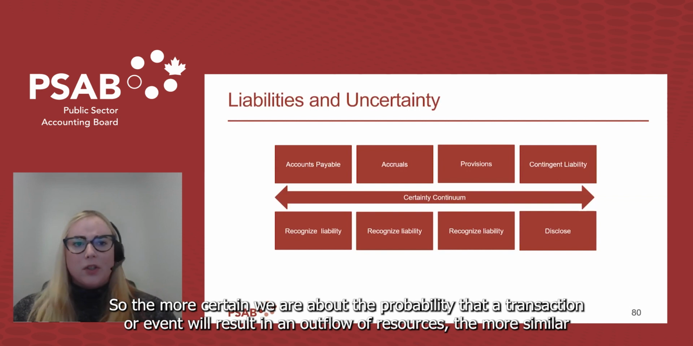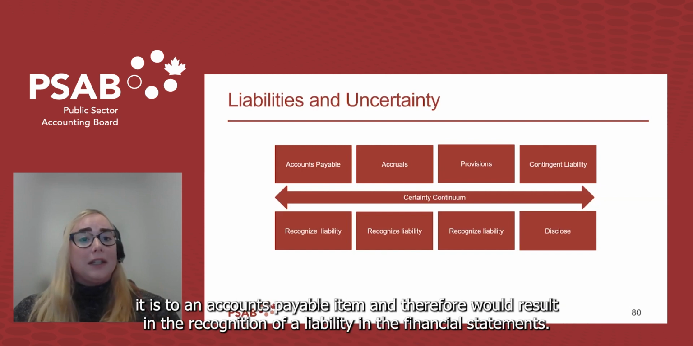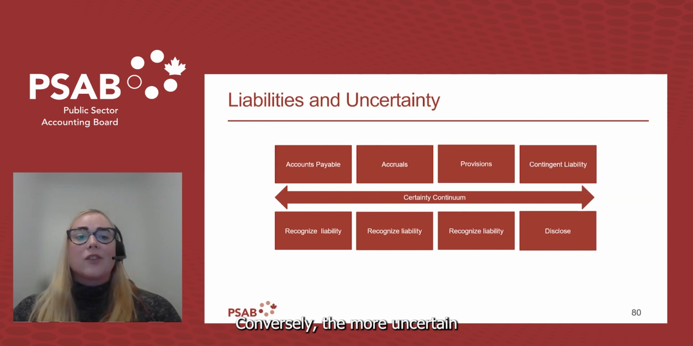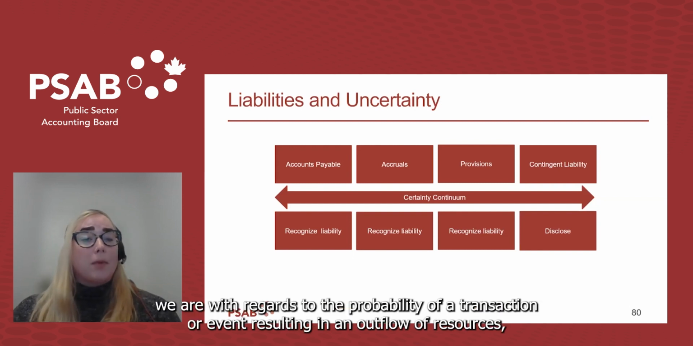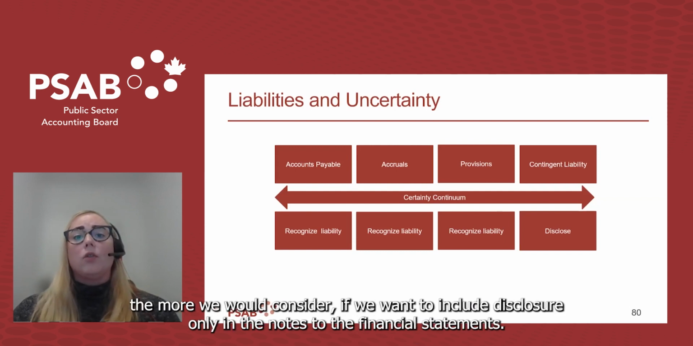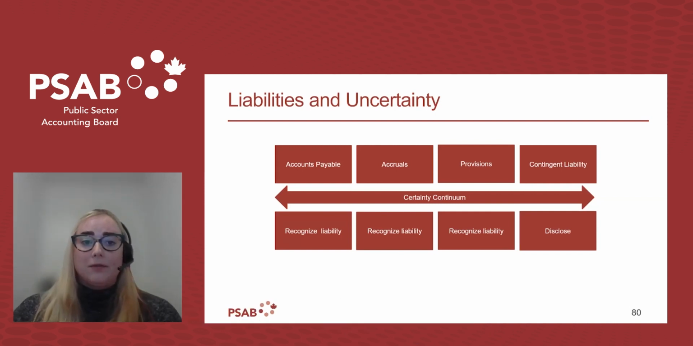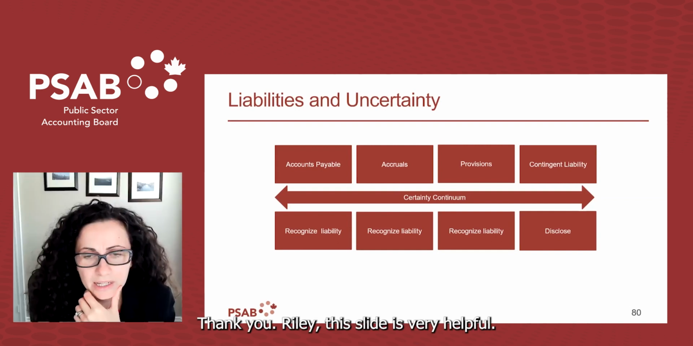So the more certain we are about the probability that a transaction or event will result in an outflow of resources, the more similar it is to an accounts payable item and therefore would result in the recognition of a liability in the financial statements. Conversely, the more uncertain we are with regards to the probability of a transaction or event resulting in an outflow of resources, the more we would consider if we want to include disclosure only in the notes to the financial statements. Thank you, Riley. This slide is very helpful.